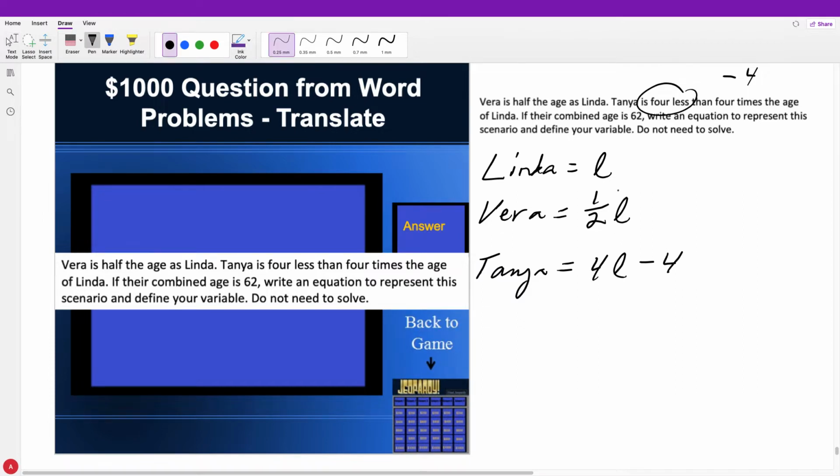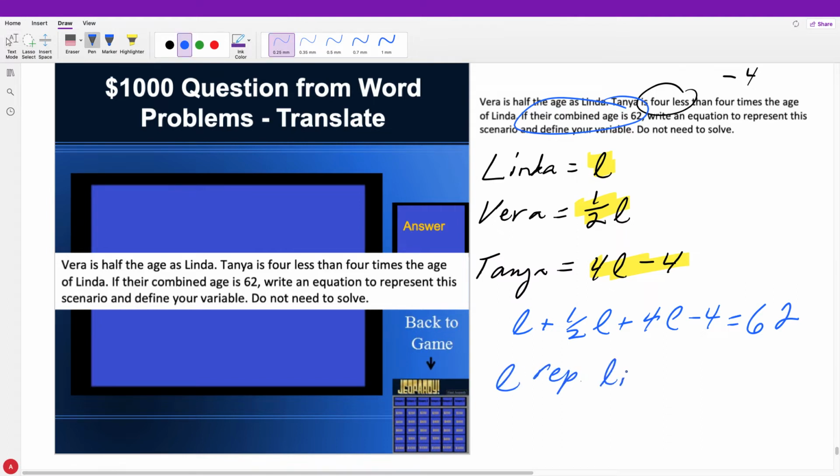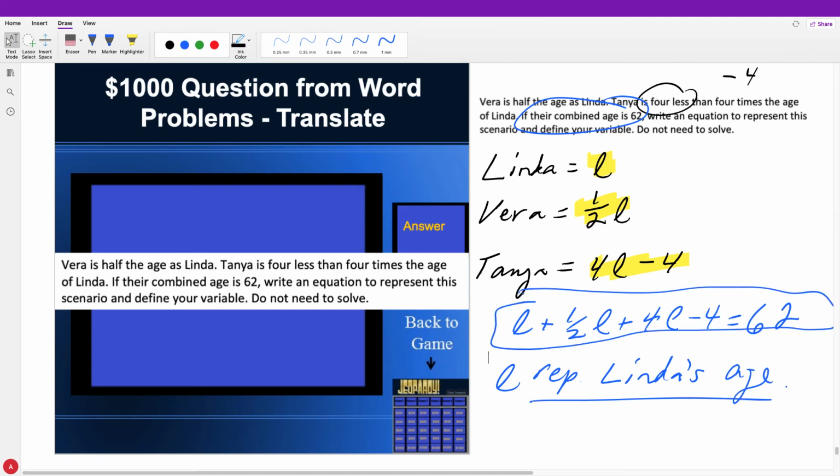So if all of their ages combined is 62, I can just add up these expressions: L, 1/2 L, and 4L minus 4. So that means L plus 1/2 L plus 4L minus 4 is equal to 62, because it says their combined age is 62. That's the equation. You don't need to solve. That's just setting it up. And L represents Linda's age. And that is defining our variable, and this is our equation that we set up. All right, that is it for this video.